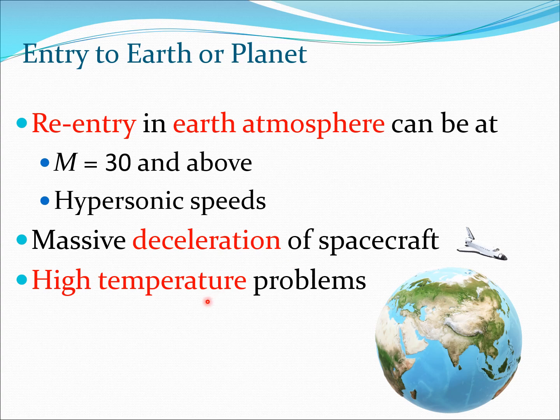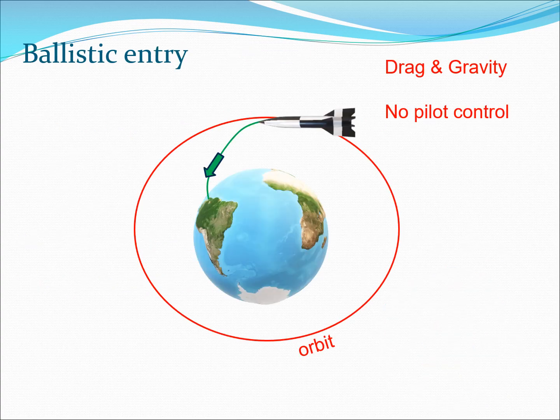The second problem you are going to get is high temperature problems, and this is because when you enter the atmosphere there is a rise in temperature on the entire surface. Remember, this vehicle is made of some kind of material. It could be metal, it could be ceramic composite, it could be something else, but what's going to happen is that it's going to take a lot of drag, and so this is going to lead to high temperature. So these are some of the effects which are going to take place for the re-entry vehicle or the entry vehicle to the earth. Now let's look at some ways in which you can enter the earth.